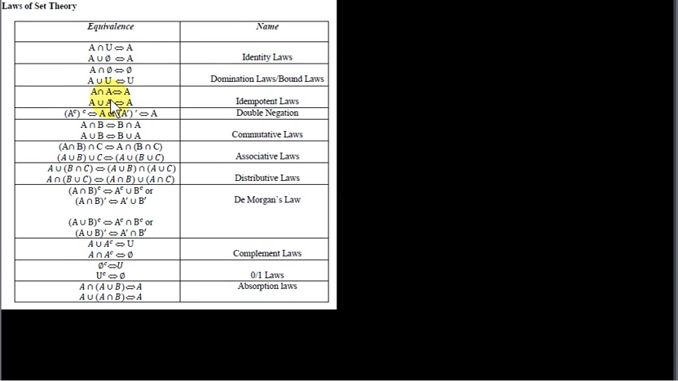The next laws are fairly straightforward. The intersection of A with itself is just A. That's almost self-explanatory. The union of A with itself is also just A.